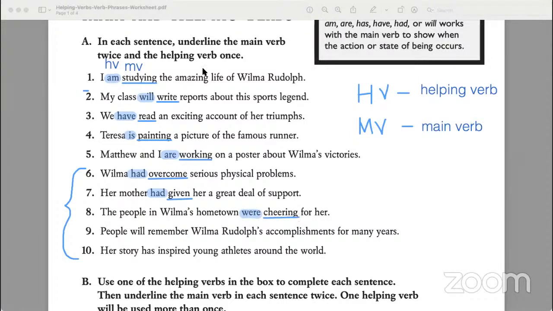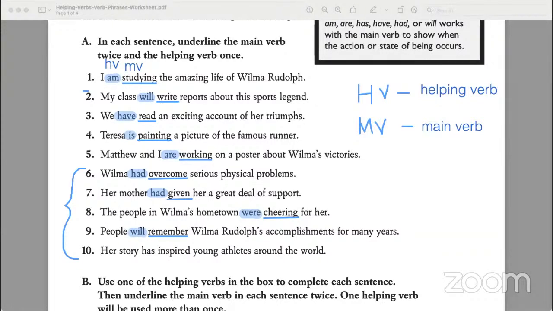Number 9. Helping verb is hearing. Main verb is remember. Sorry, repeat again. Helping verb is here. Main verb is remember. Did you say main verb is remember? Is that what you said? Remember. Okay.